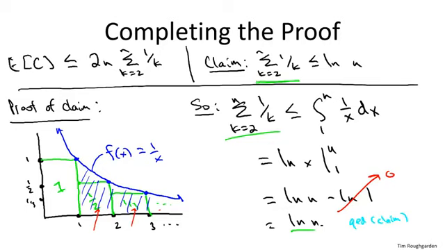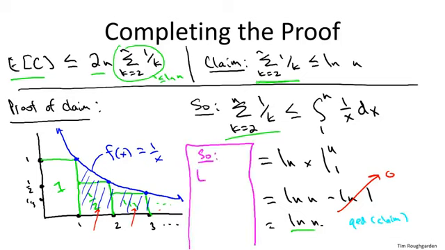We've got that the expected number of comparisons is at most 2n times this sum, which is at most log n. Putting it all together, we find that the expected number of comparisons that Quicksort makes on an arbitrary input of length n is at most 2 times n times the natural log of n. So that would be big O of n log n with quite reasonable constants.